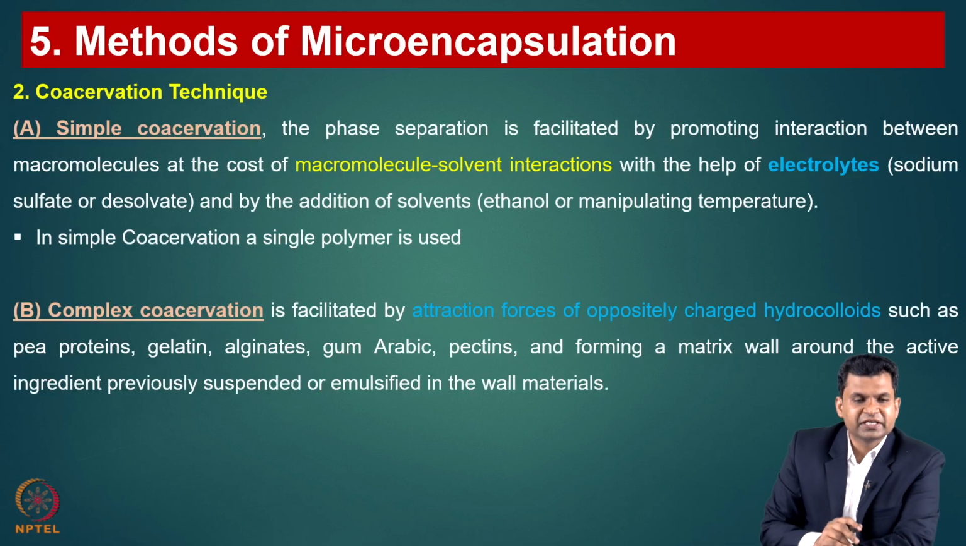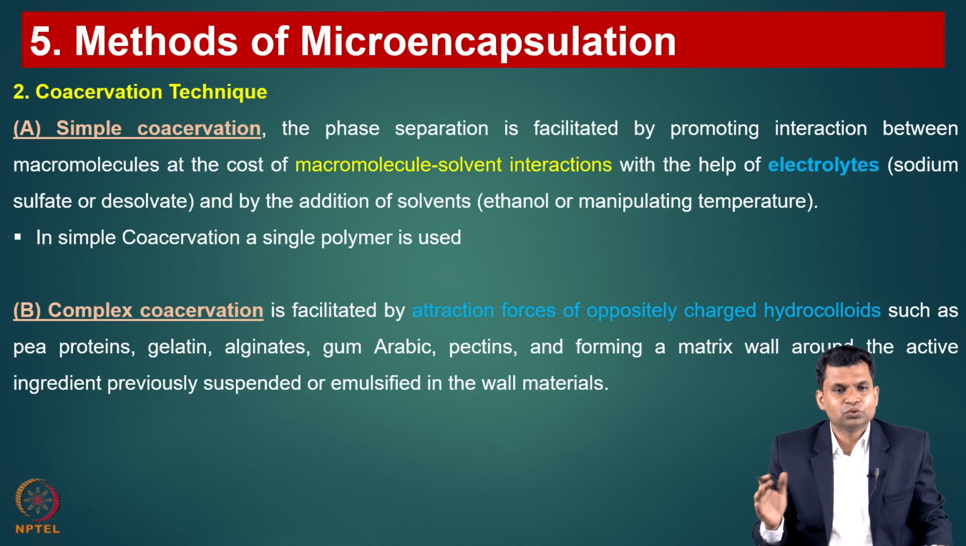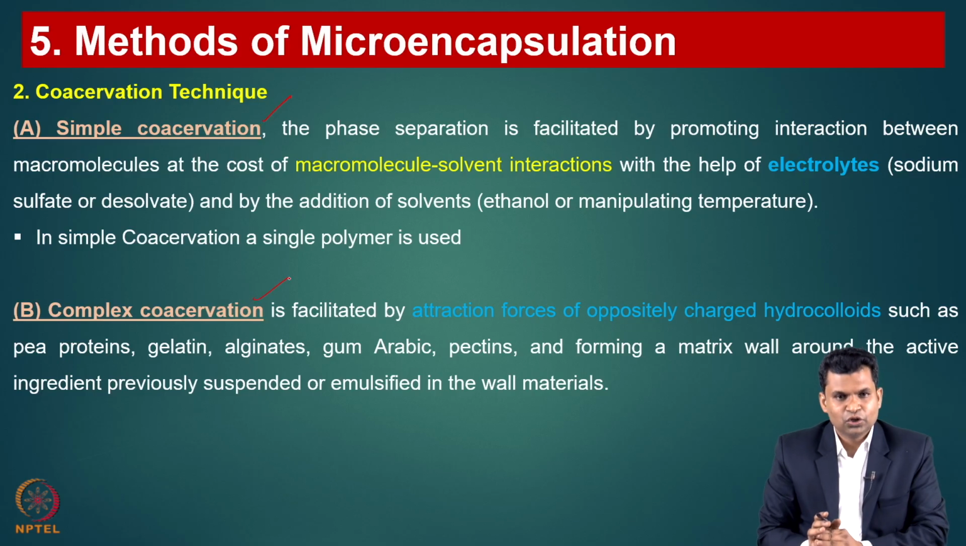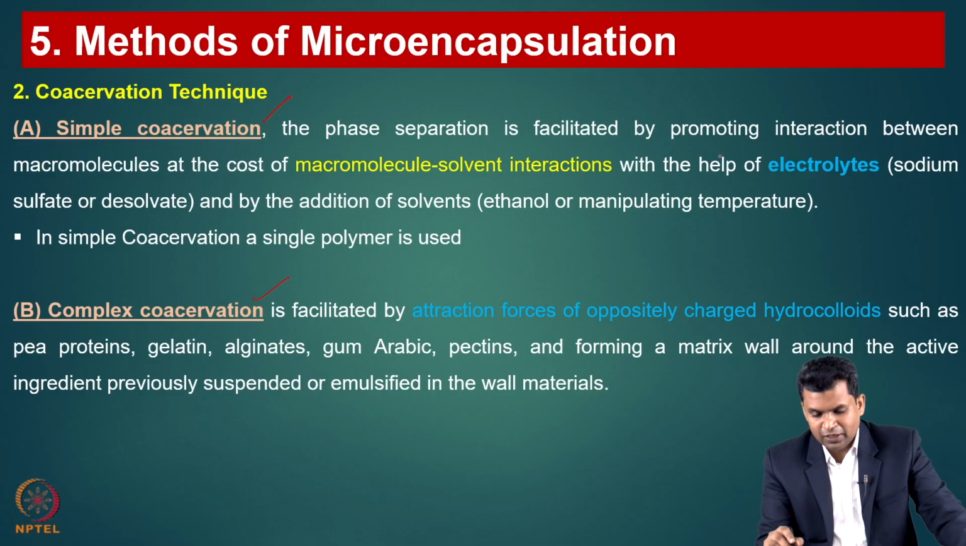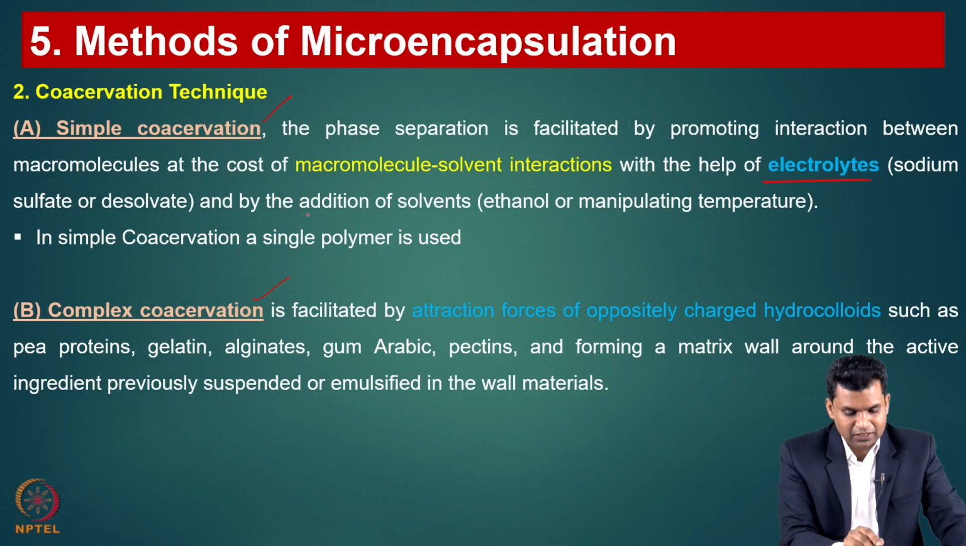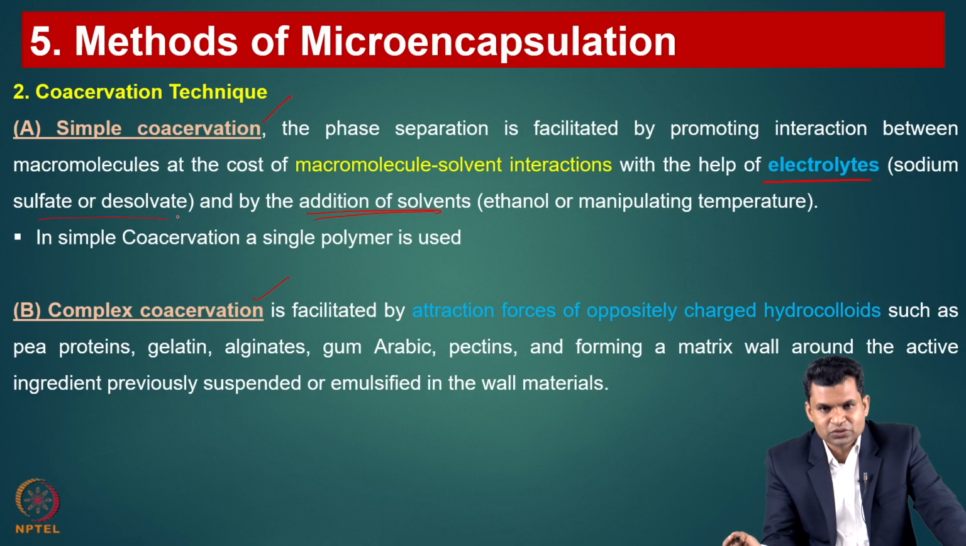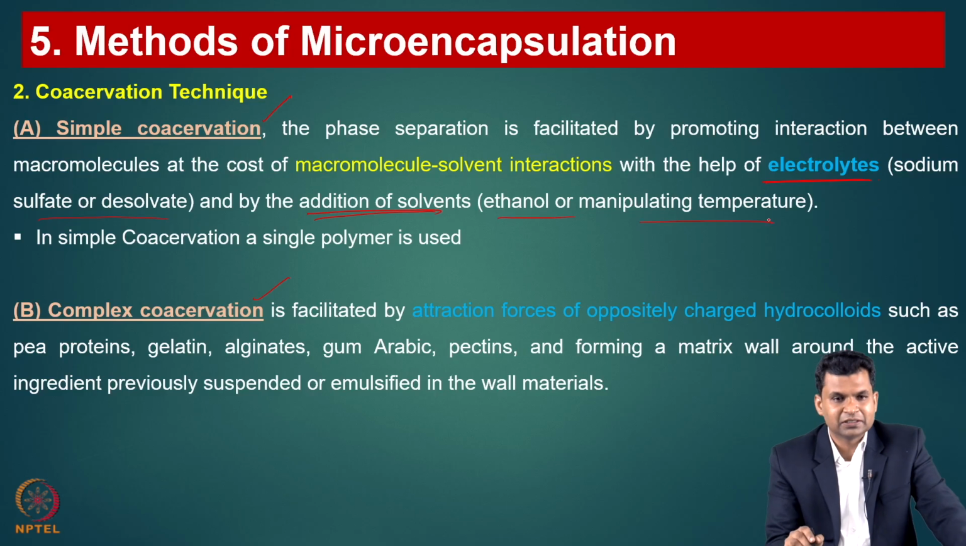So, here coacervation can be classified into 2 systems: the first one is the simple coacervation system and the second is the complex coacervation system. Here the phase separation is facilitated by promoting the interaction between the macromolecules at the cost of macromolecule-solvent interaction, with the help of electrolytes or by the addition of solvents. Here we use sodium sulphate as an electrolyte, and solvents like ethanol, or manipulating the temperature. So, we can make simple coacervation.